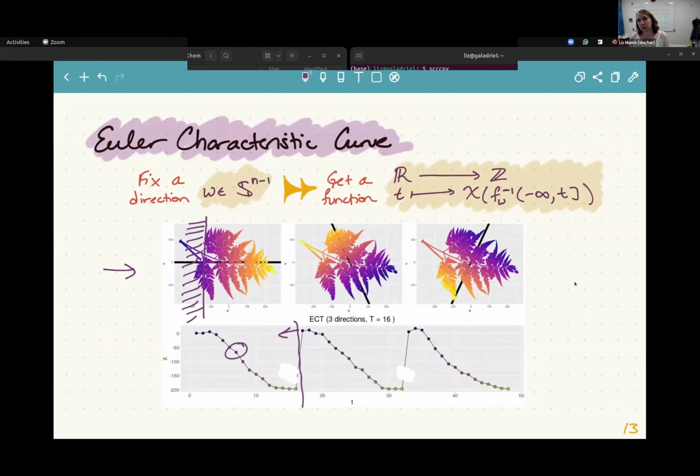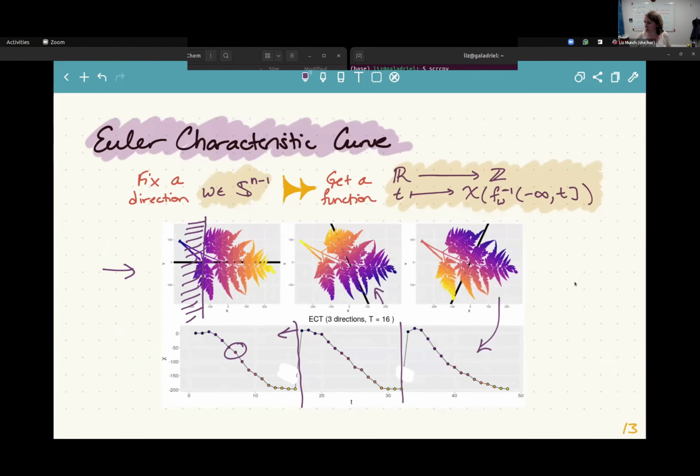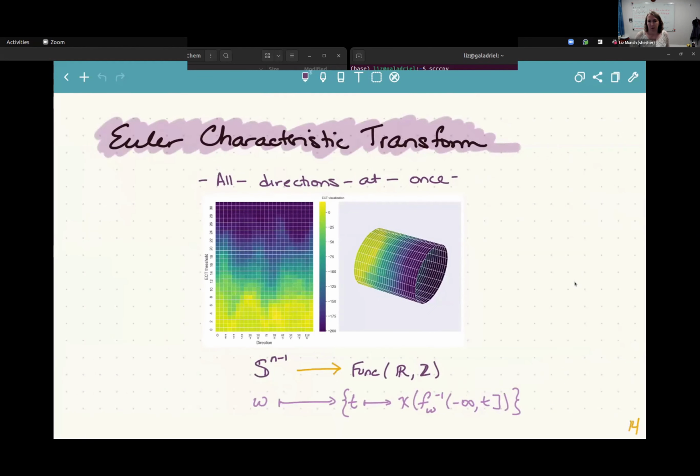But then I can do this in a different choice of direction. So here's another direction, which I think is probably going in an up-leftish direction, and I get the Euler characteristic curve that's in the middle here. And I can do this in another direction, and I get the Euler characteristic curve that's over here. And I can do this in a whole bunch of different directions. There's no real immediate reason for why I should want to do one over the other. If you don't have a good reason to do one over the other, going back to our standard TDA mantra, you might as well just do all of them at once.